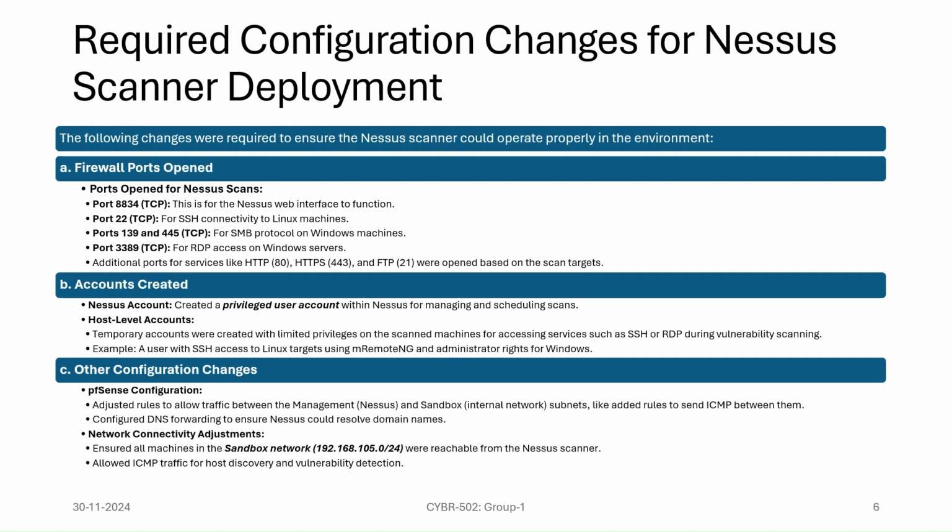Next were user accounts, where appropriate permissions were created on the target machines to allow Nessus to authenticate and retrieve vulnerability data. Finally, DNS configuration was adjusted to resolve target host names effectively, ensuring accurate scan results were retrieved. These changes collectively enabled Nessus to conduct comprehensive scans across all the systems in the secured network. With this foundation, we proceed to address the vulnerabilities of the system, focusing on critical to high risk issues first. Next, my colleague Subrat will discuss different types of vulnerabilities. Over to you, Subrat. Thank you.